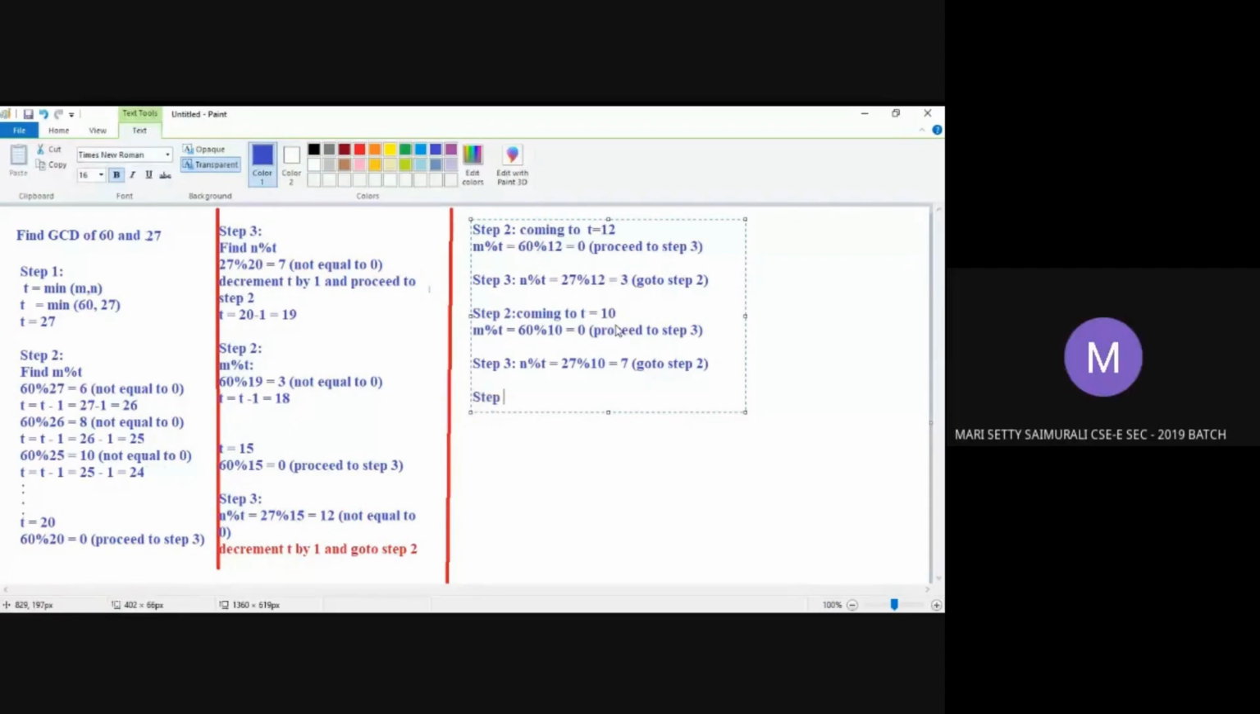So, coming to t is equal to 3, and m mod t is equal to 60 mod 3, which will be equal to 0. Step 3, n mod t is equal to 27 mod 3, which will be equal to 0. So what will be my GCD? GCD of 60 comma 27 will be equal to 3.